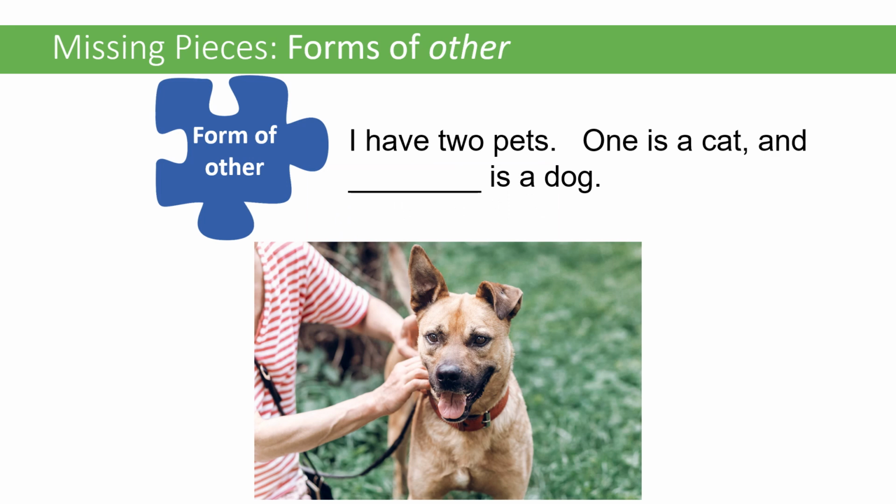I have 2 pets. One is a cat. The other is a dog. See this? There's only 2. One, the other. The other is always going to be the last one. After that, there's no more pets.